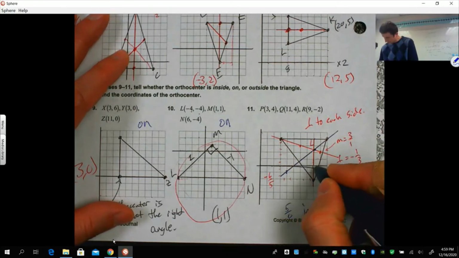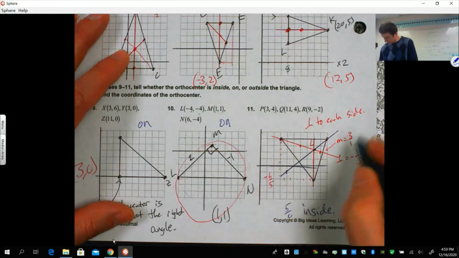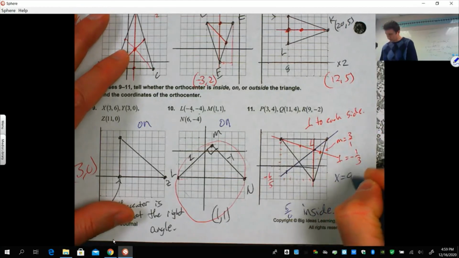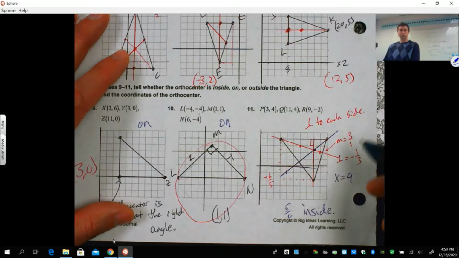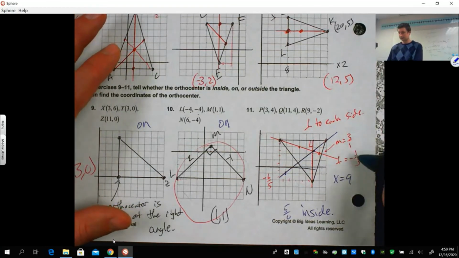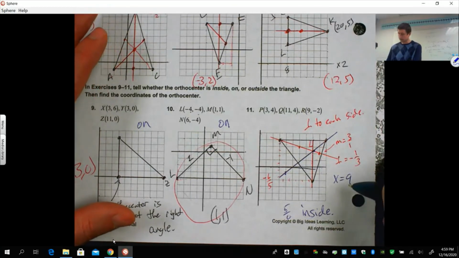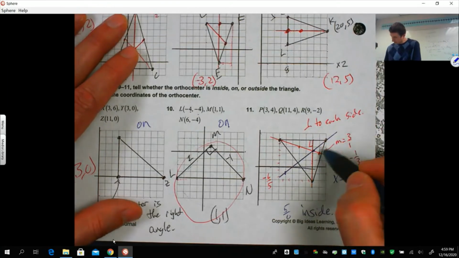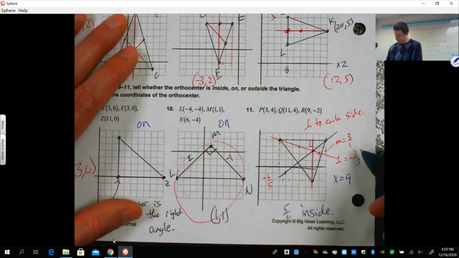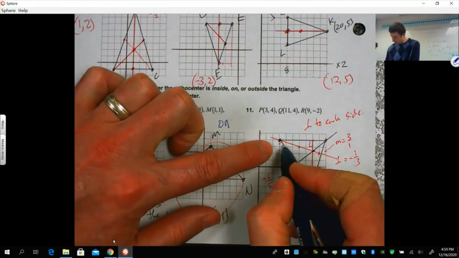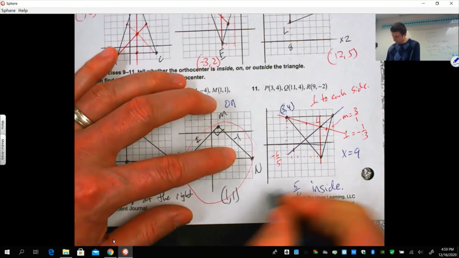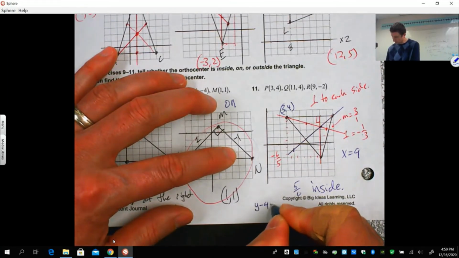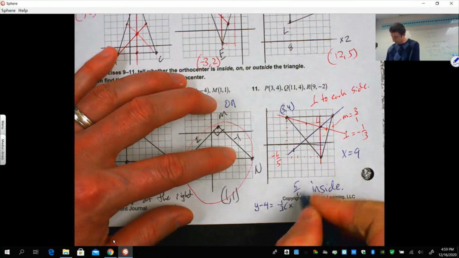We have a vertical line here at 9, so we know that x has to equal 9. So we need to find out what this y value is where it's meeting right here. We'd have to find a linear equation, then plug in x is 9 and find our y value. I know this red line has a slope of negative 1/3 and goes through the point (3, 4). So I can use point-slope form: y minus 4 equals negative 1/3 times (x minus 3).